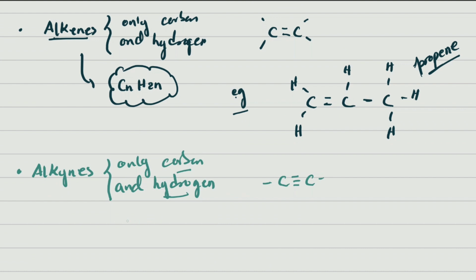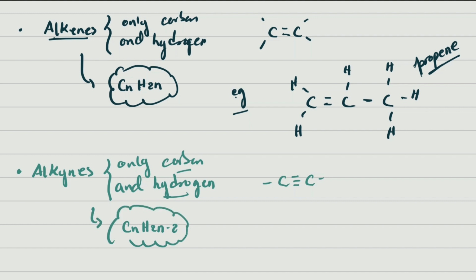Okay, so here that is important. What is the general formula for the alkynes? For the alkynes, the general formula will be CnH2n minus 2. This is the general formula for alkyne.